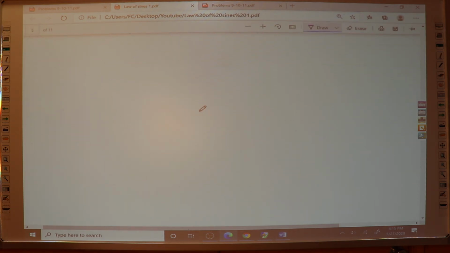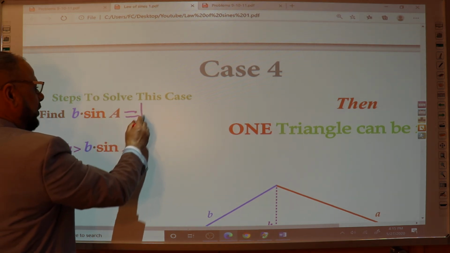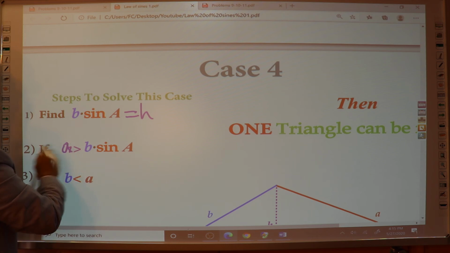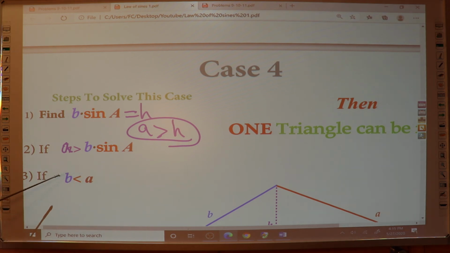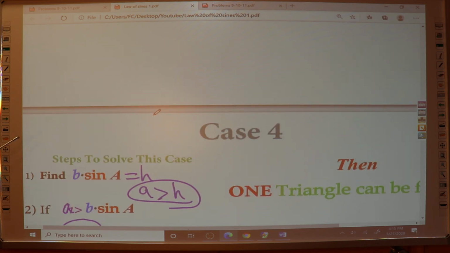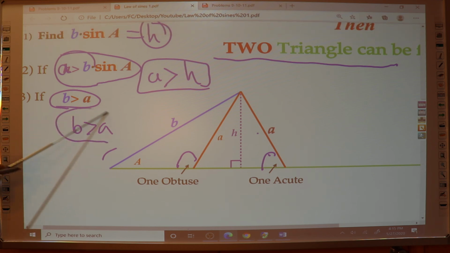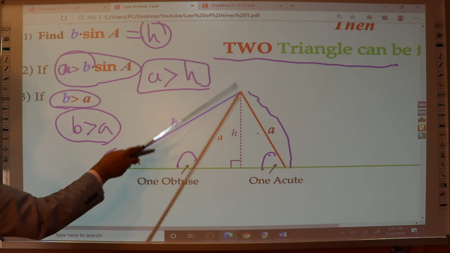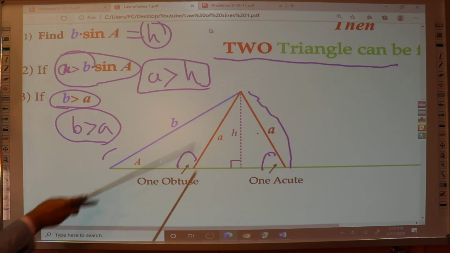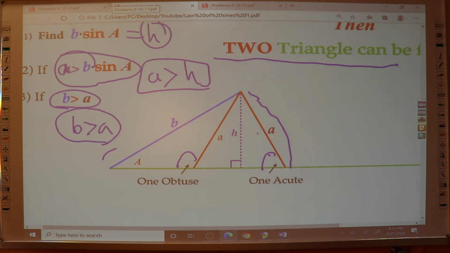Now, case 4 is H and A, A greater than H, and A greater than what? B. Look at the case before, A is greater than H, but A is less than B. See from here to here, greater than the height, but still A is less than B, then two triangles.